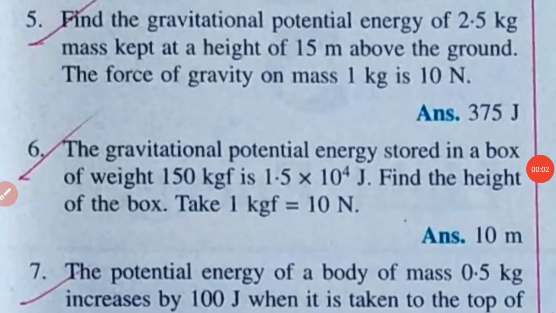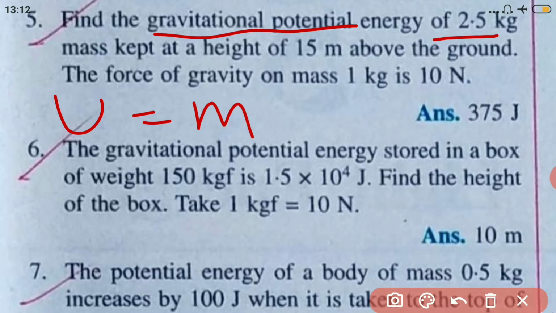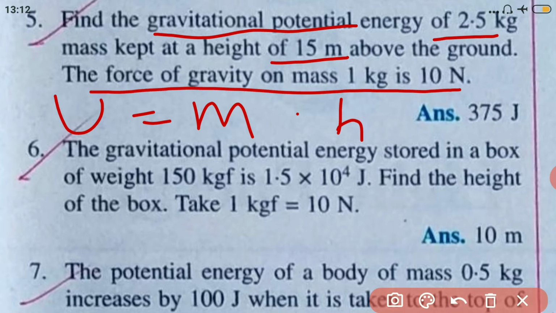Question number 5 reads as: find the gravitational potential energy, that is U, of 2.5 kg, where mass is given to us, kept at a height of 15 meter. So height is also given to us, which is 15 meter, and the force of gravity on the mass of 1 kg is 10 Newton, which means acceleration due to gravity, g. So the value of g here, this line here, was explained in question number 2 in the previous video, right? So the value of g becomes 10. So let us try to solve this question number 5.